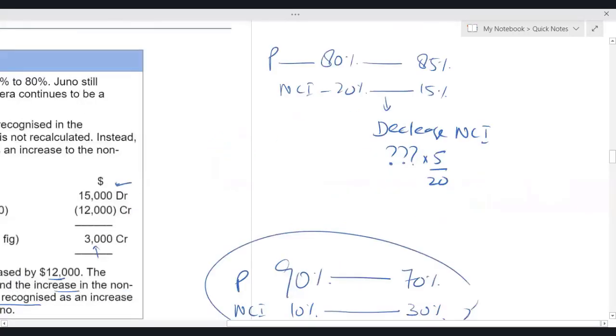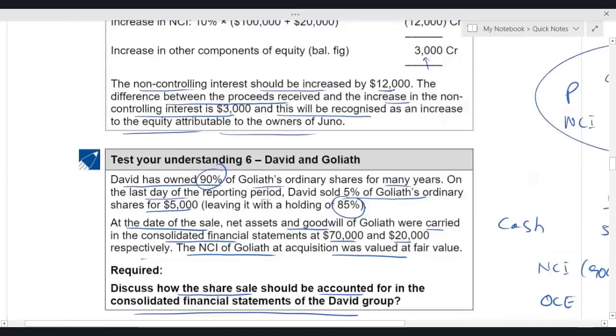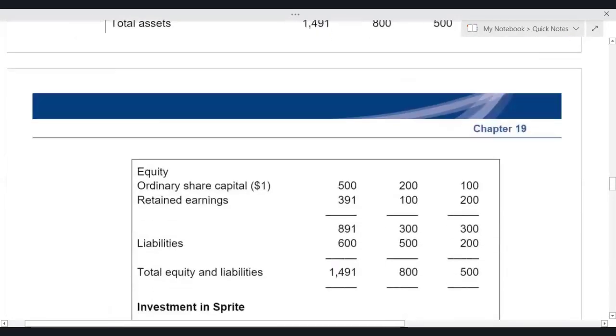But when we are buying some of the holding from NCI, then it is a different calculation. Number one, NCI will decrease. Logically, the NCI will decrease. It means you are calculating by what amount NCI will be debited. So first you need to calculate NCI at disposal, and then the rest is the holding. Okay, so these two scenarios, you should know the difference very well.